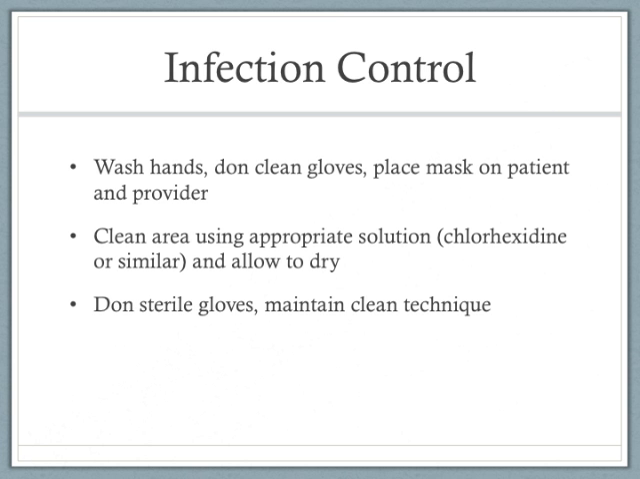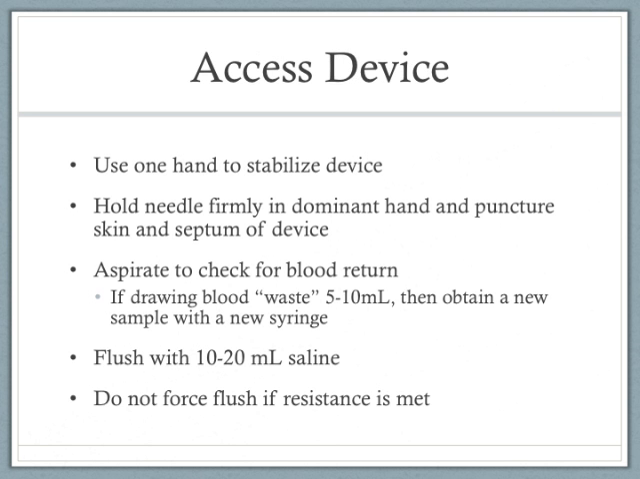After this is done, you want to don sterile gloves and make sure you maintain a clean technique while doing so. When you access the device, you want to take one hand, usually your non-dominant hand, and place it on the patient's chest to stabilize the device. Using your dominant hand, you need to hold the Huber needle firmly and puncture the skin and septum of the device in one motion. After you've done that, you need to aspirate blood and check for blood return.